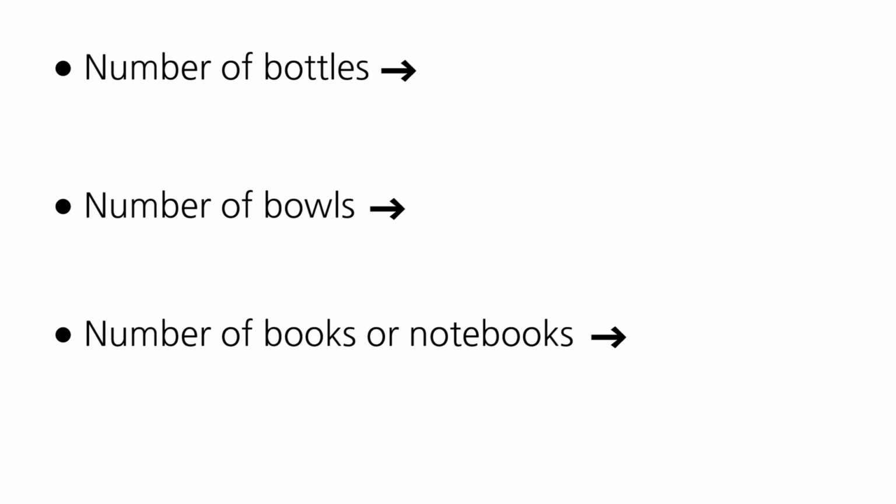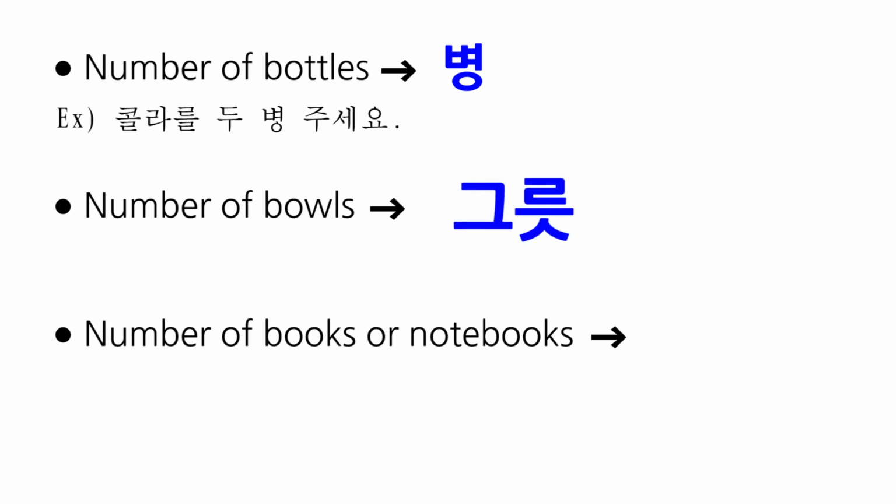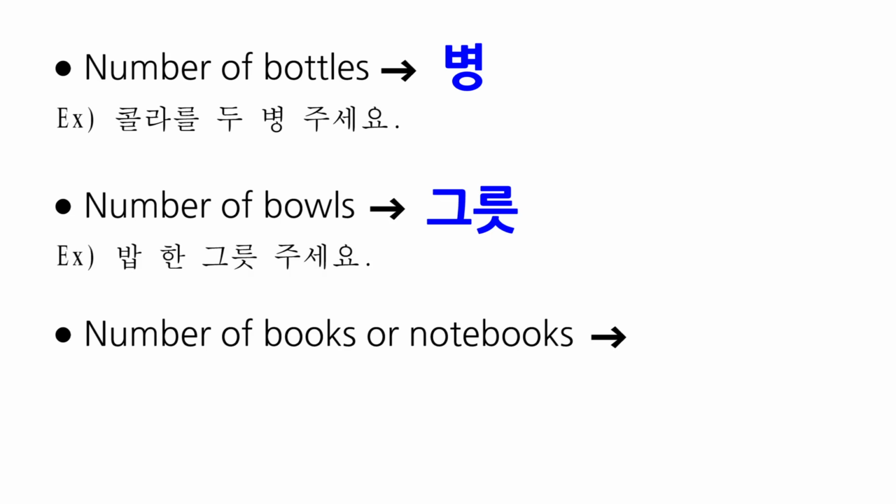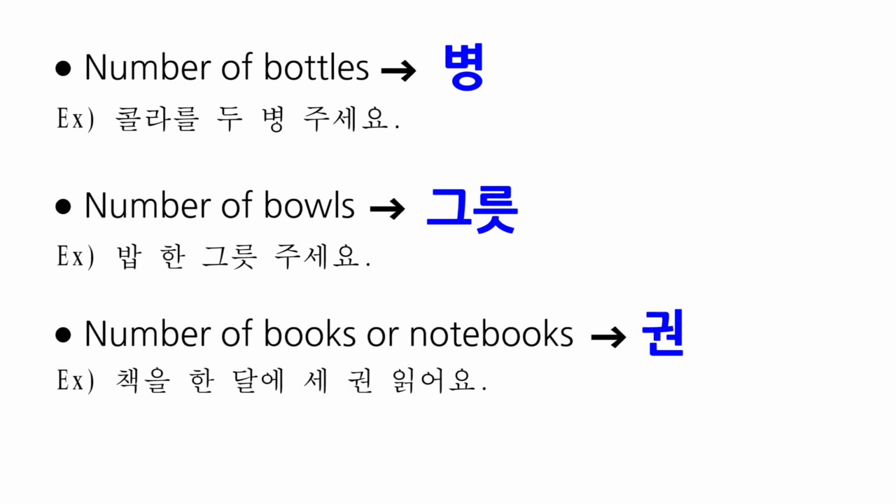Number of bottles, 병. Example, 콜라를 2병 주세요. Number of bowls, 그릇. Example, 밥 1그릇 주세요. Number of books or notebooks, 권. Example, 책을 한 달에 3권 읽어요.